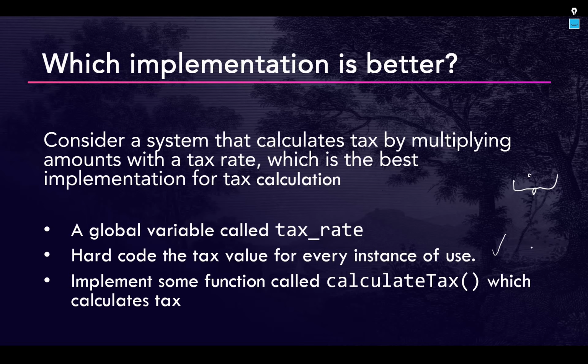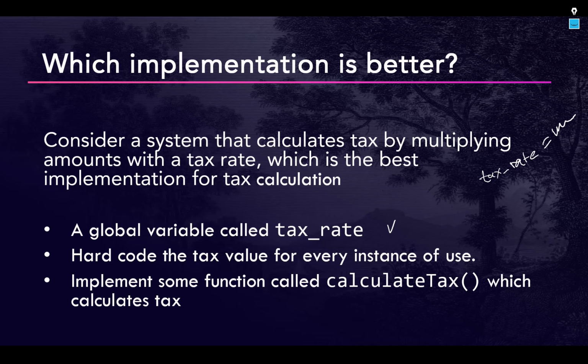And if you do choose to do the second way, where you hard code the tax value for every instance of use, since you haven't encapsulated this specific data at all, then you would have to change it for all instances of use as well. So the second level of encapsulation would be the first one, which is a global variable called tax rate. If you implement it this way, then if there is ever a change for the tax rate, all you have to do is change the definition of tax rate. So if tax rate is a global variable stored somewhere accessible to all of the systems that will access this tax rate variable, then all you have to do is change this into something else, and it will affect all instances of use.